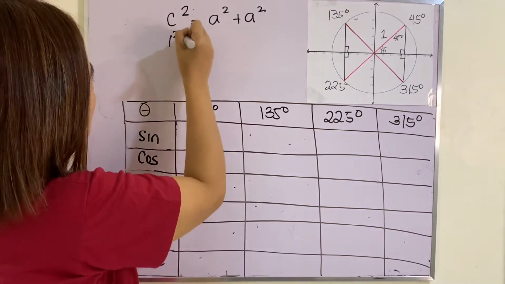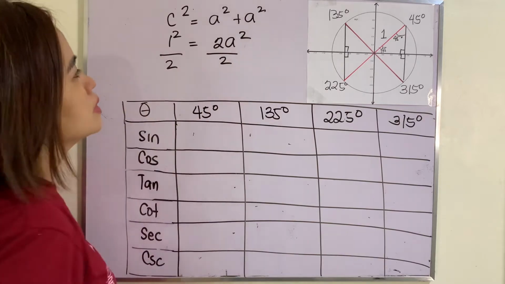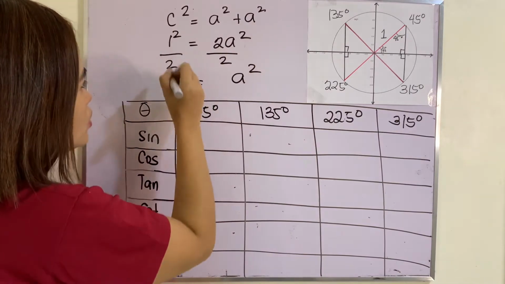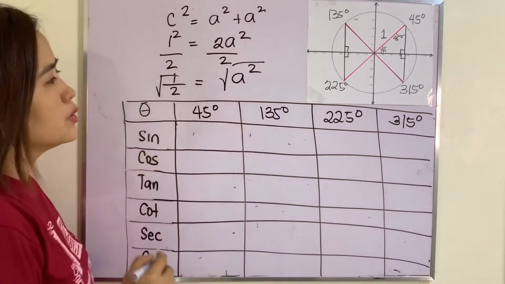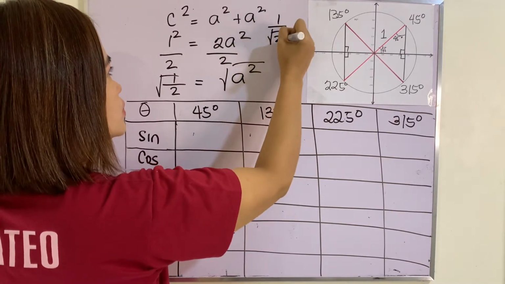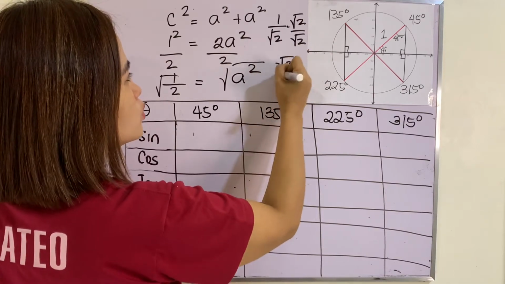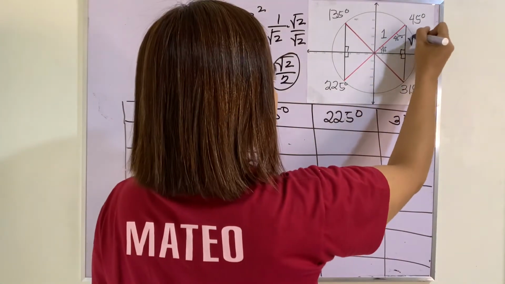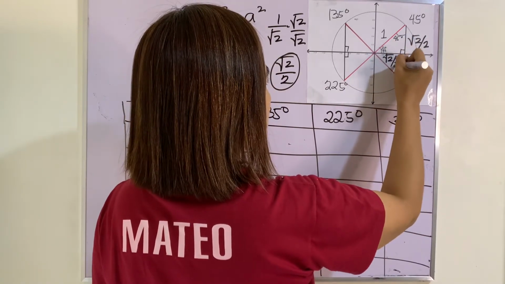So this one is 1 squared is equal to 2a squared. Divide both by 2. That will be equal to, of course, a squared is equal to 1 over 2. And what is the square root of 1/2? The square root of 1/2 is, of course, 1 over square root of 2. So rationalizing it, that is square root of 2 over 2. So meaning, the length of this is the square root of 2 over 2, your y, and your x is also square root of 2 over 2.